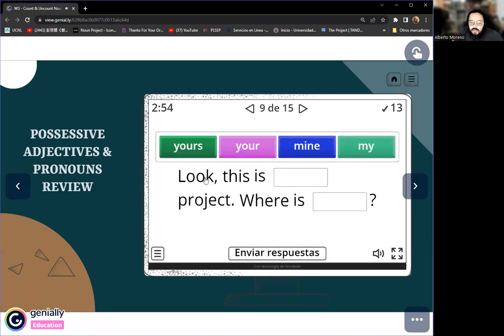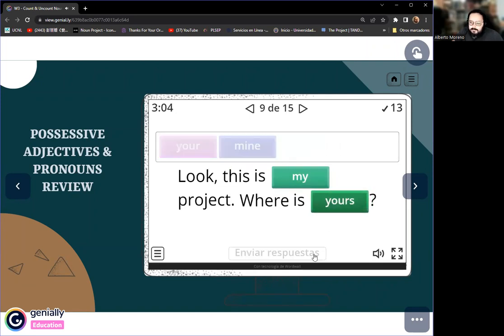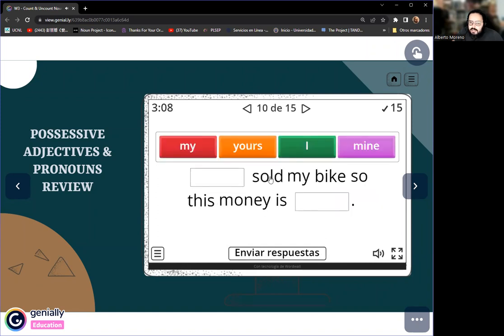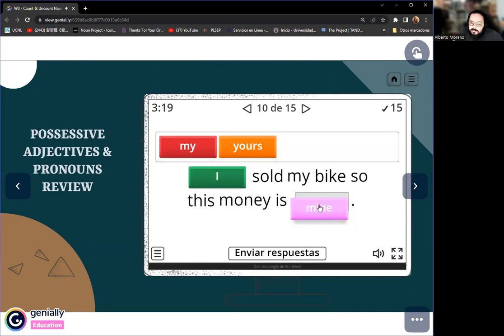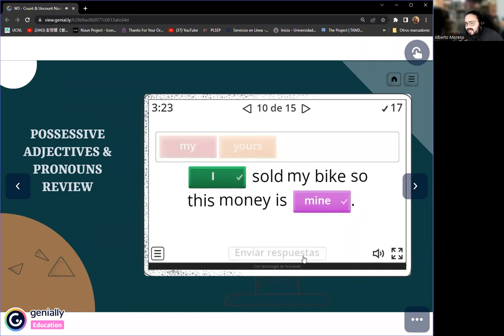Next, look, this is my project, where is yours? Okay, very good. Next, I sold my bike, so this money is mine. Mine. Yo la vendo, el dinero es mío.